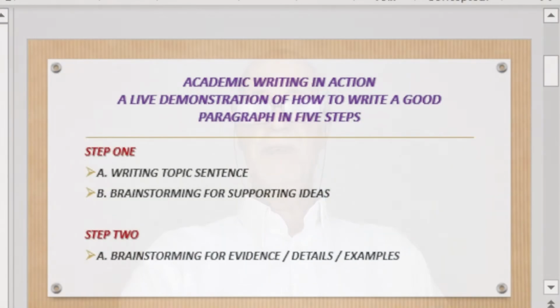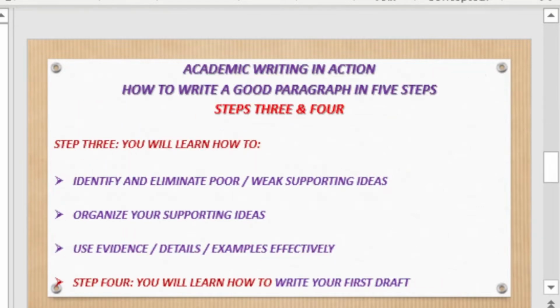So, in the previous presentation, we talked about the first two steps of writing a paragraph within the academic writing context. Starting from a topic sentence, we suggested 3 topic sentences, and then we brainstormed for supporting ideas. And in step 2, we brainstormed for details, evidence, or examples.